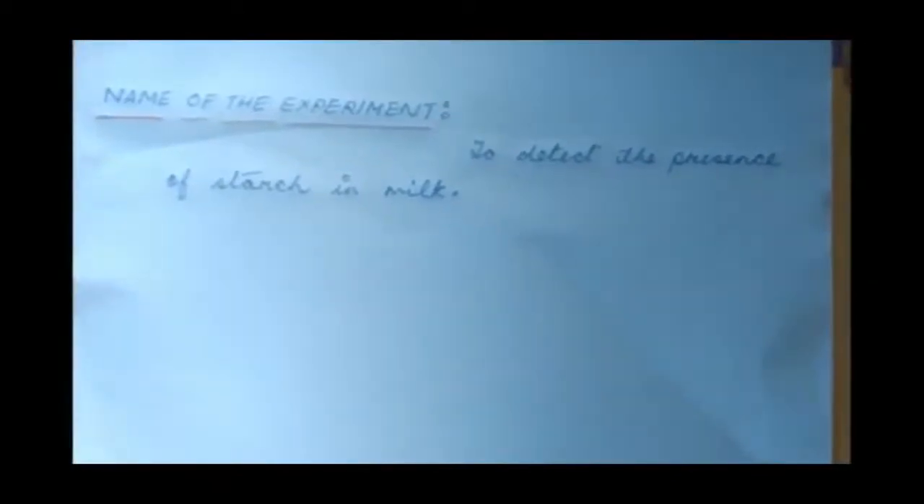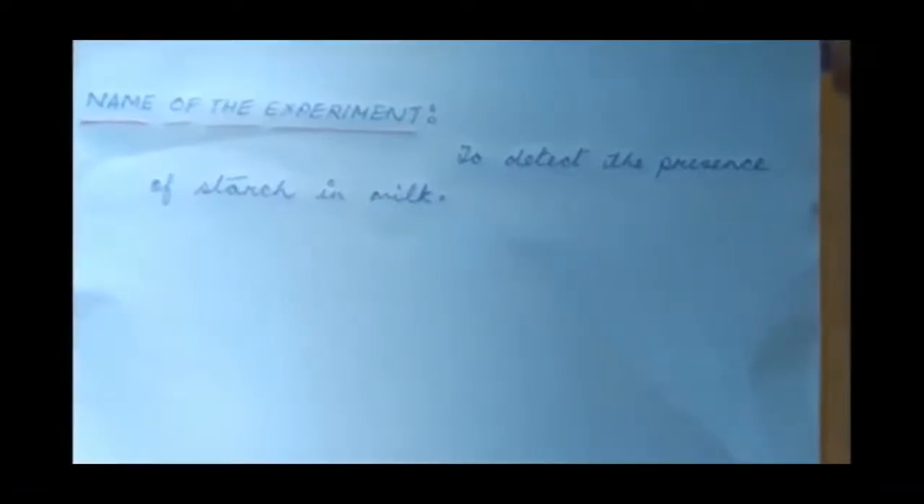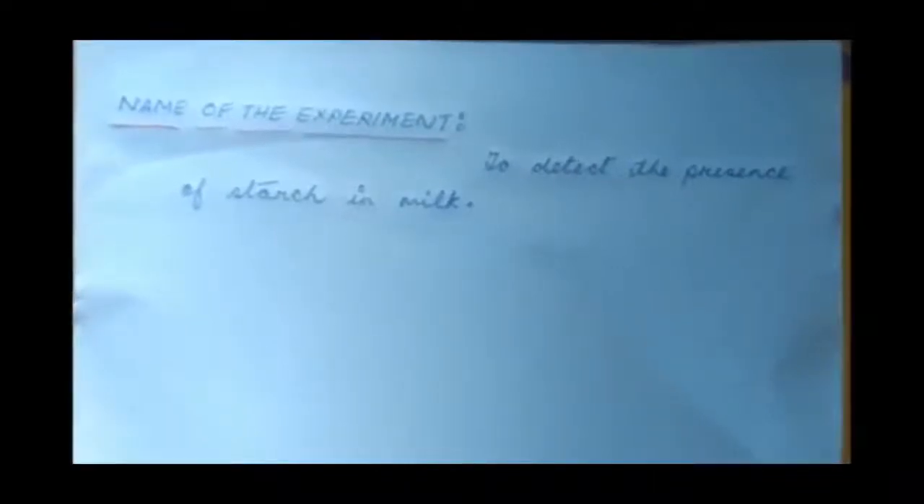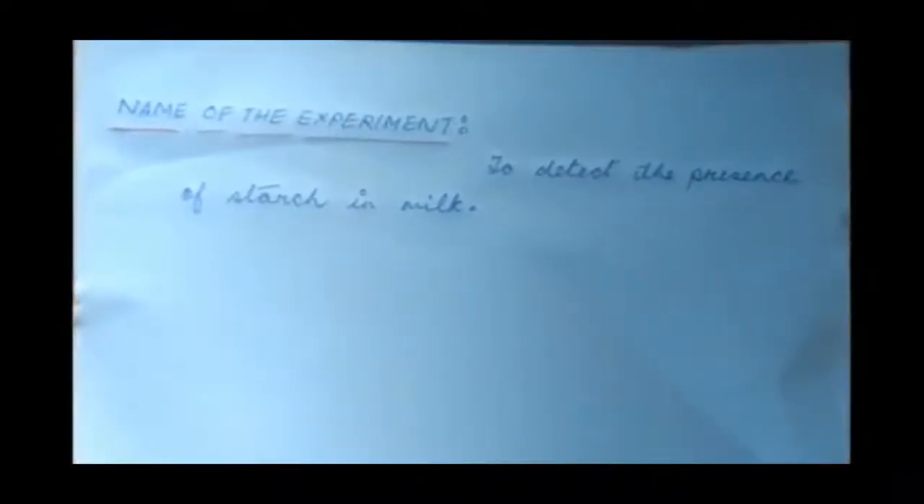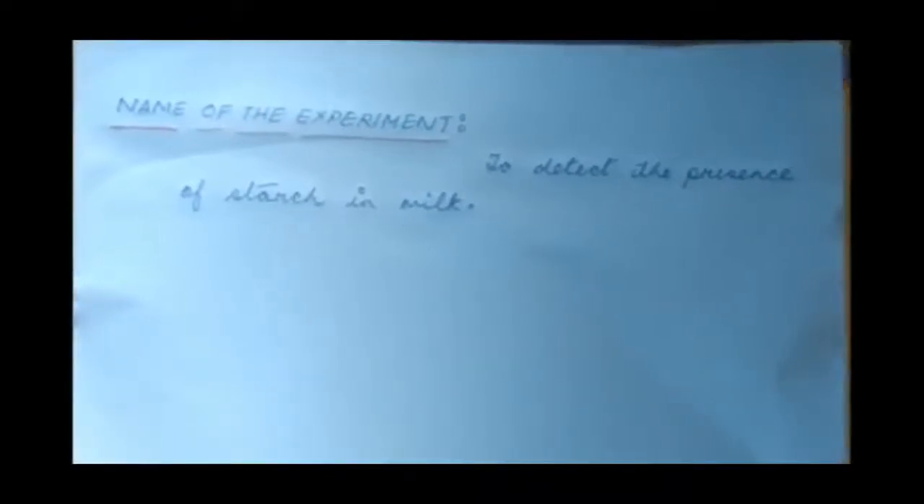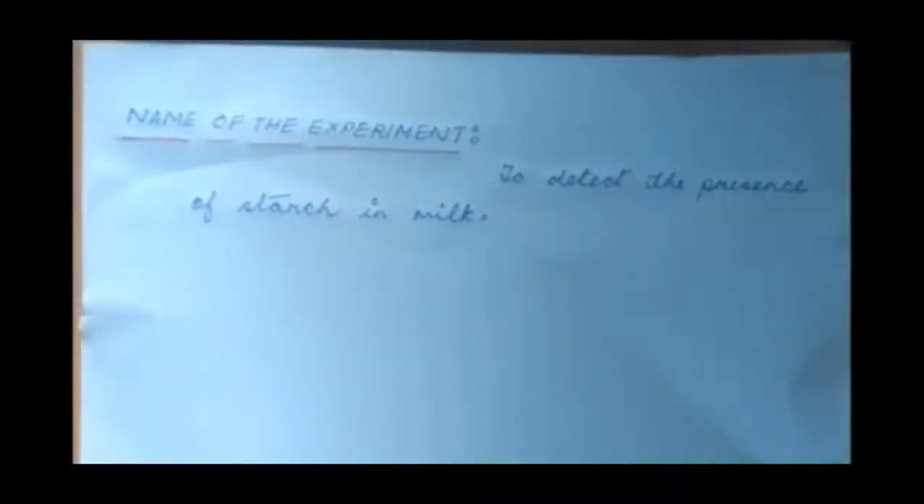The name of the experiment is to detect the presence of starch in milk. Many kinds of adulterants are used in the milk by the vendors. One such adulterant that is added to adulterate milk is starch. It is added to milk in order to increase the solid non-fat value of milk and also to alter its viscosity. Hence, to detect the presence of starch in the milk, we can perform the iodine test.